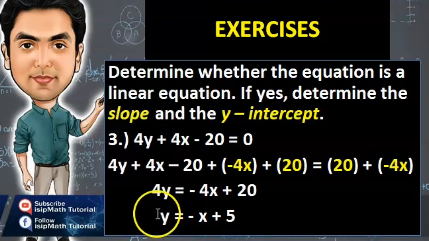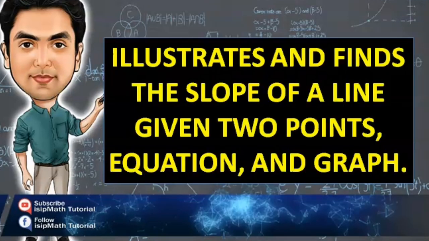So our answer is y equals negative x plus 5. And our slope here is the numerical coefficient of our x, which is negative 1. So our slope is negative 1 and our y-intercept is positive 5.